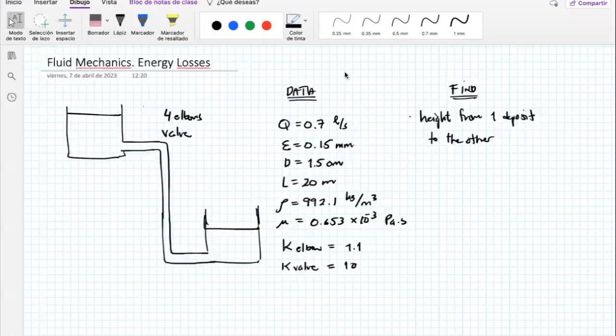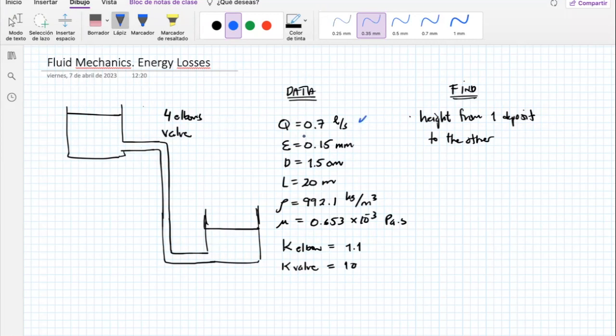Okay, guys, so let's do this problem regarding fluid mechanics and energy losses. This is the setup. It's already here. It's not very complicated, but you have a lot of data that you need to take into account. It seems that there is a deposit here at the left, and then it's flowing water down into another deposit at the bottom. That's basically the idea.